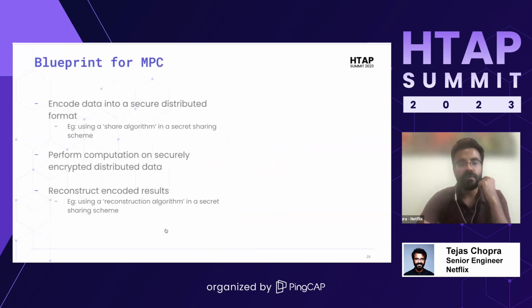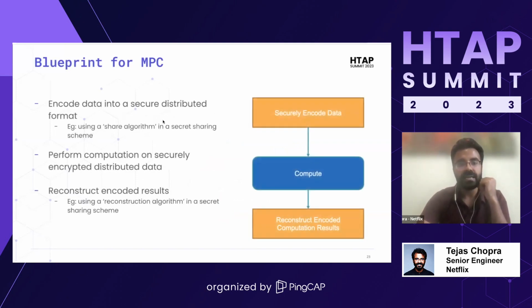So the blueprint for a multi-party computation is that you securely encode the data. You use some form of a sharing algorithm that does the secret sharing. You compute and you reconstruct the encoded results back.